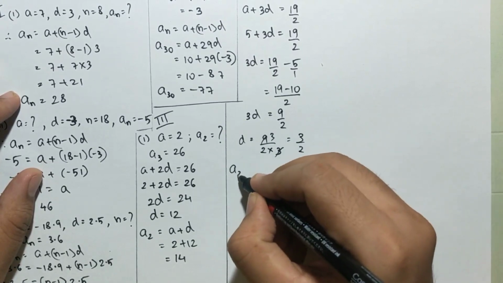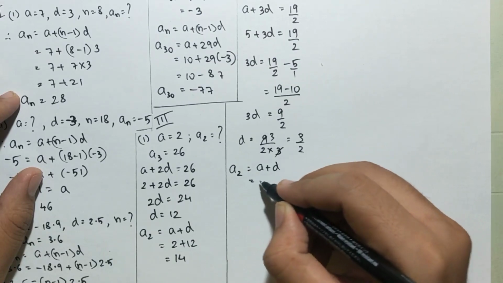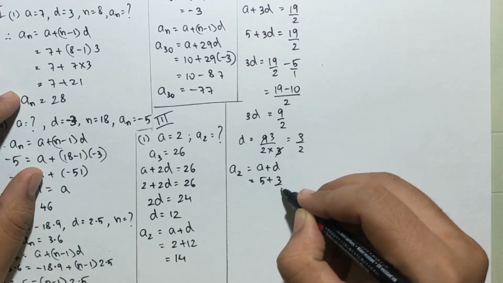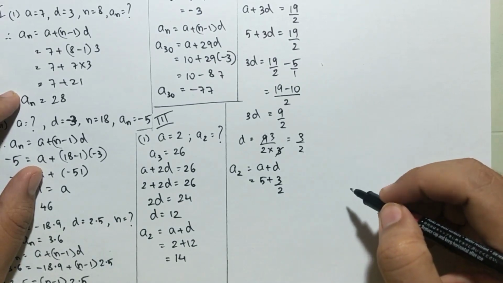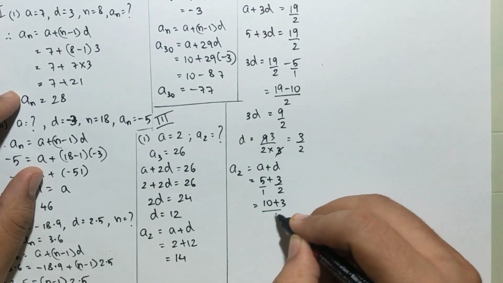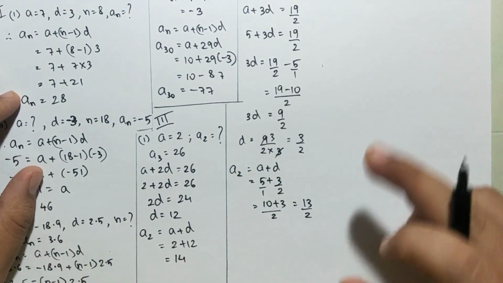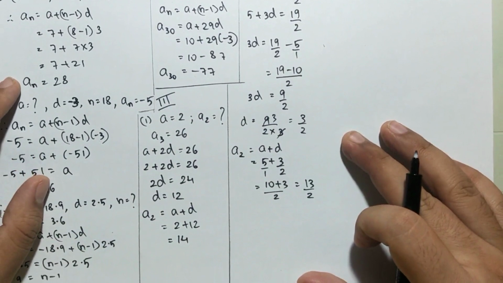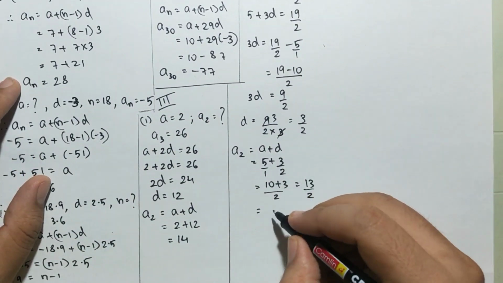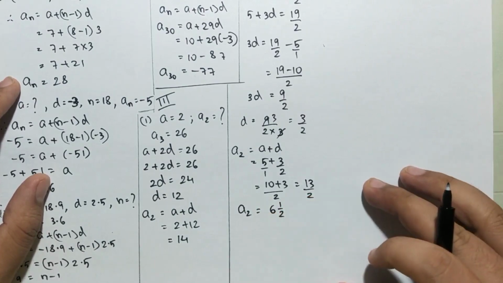If you have to find A2, the second term, it will be A plus D. A is 5 and D is 3 by 2. Adding, taking LCM, so 10 plus 3 by 2. The answer is 13 by 2. But the question was in mixed fraction form, so you have to convert this into a mixed fraction. This would be 6 1 by 2. This is my second term.